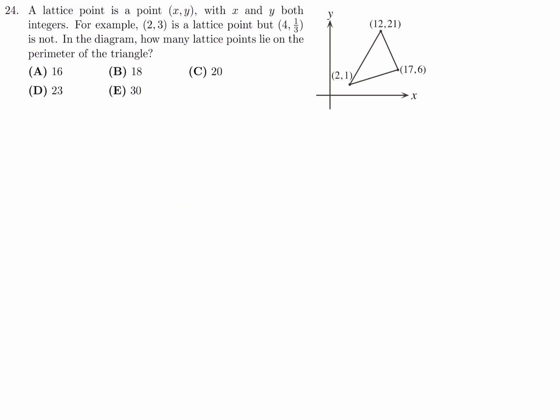A lattice point is a point x, y in which x and y both are integers. For example, 2, 3 is a lattice point, but 4, 1/3 is not. In the diagram, how many lattice points lie on the perimeter of the triangle?